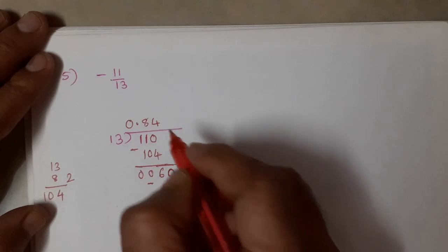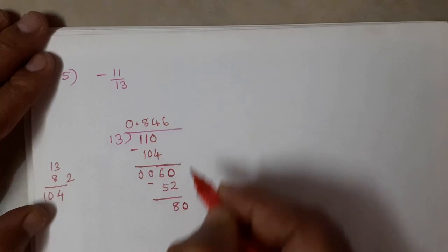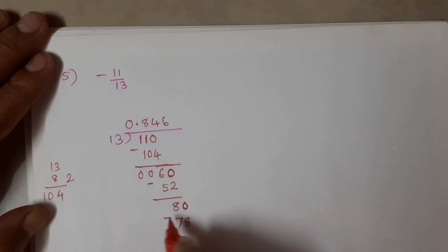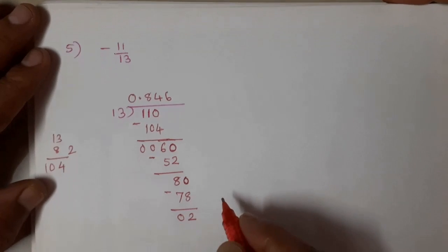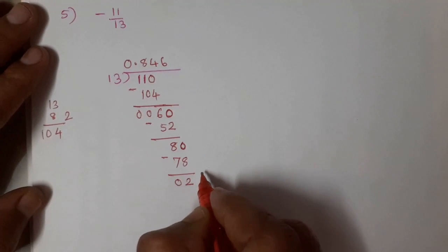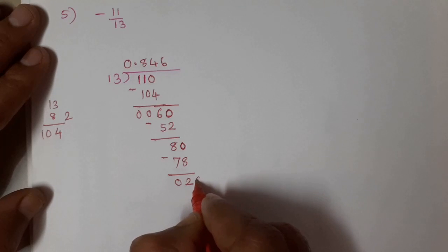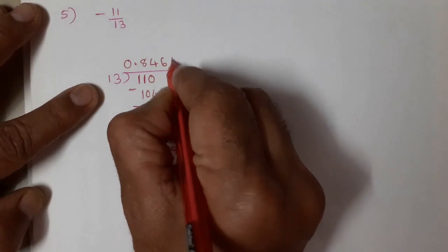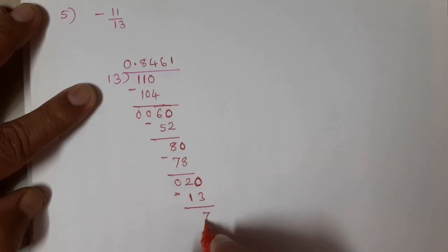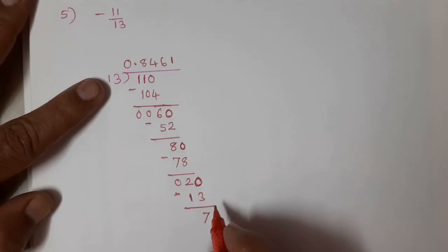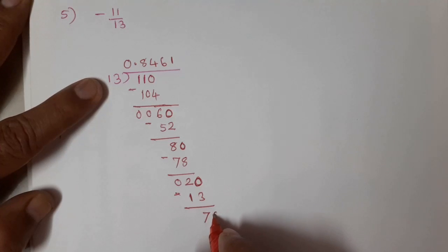13 sixes are 78. What is the result? That is 2. Again it is not possible to divide 2 by 13. So I am taking 0 over here. That will become 20. 13 ones are 13. What is the result of subtraction? It is 7. Again it is not possible to divide 7 by 13. So I am taking an additional 0 over here.